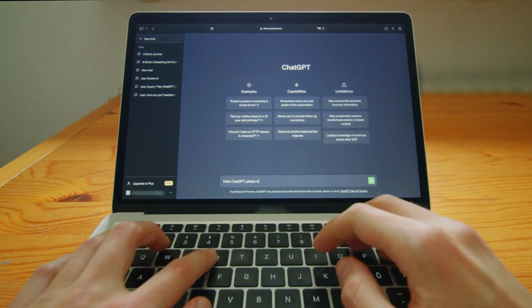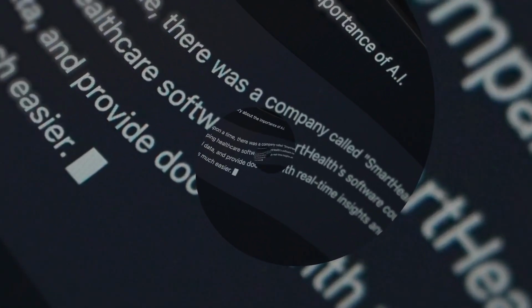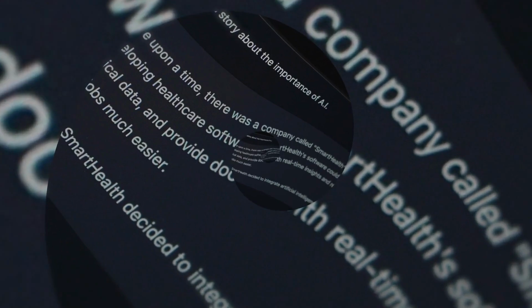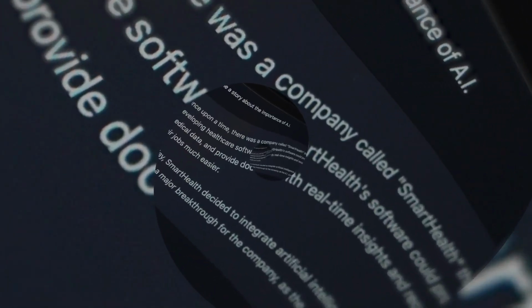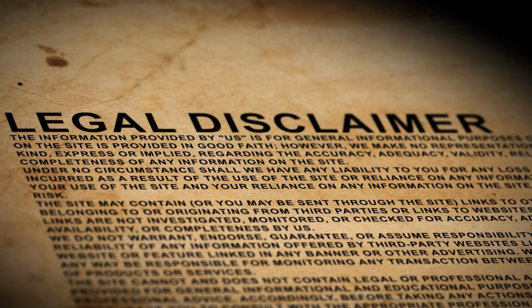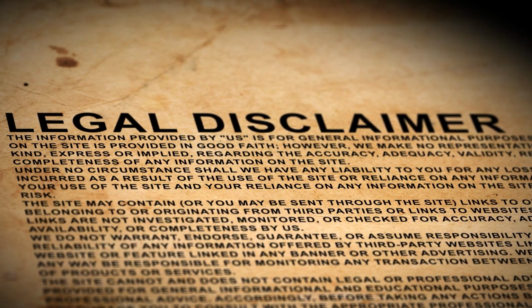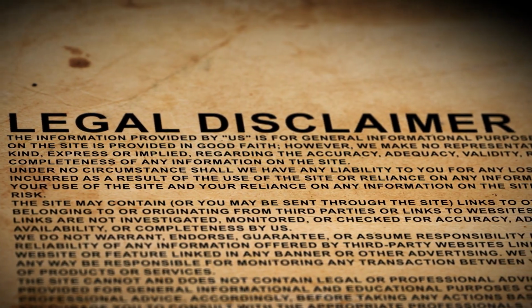minimize hallucinations. So, while ChatGPT is not lying in the human sense, since it does not have awareness or intent to deceive, it can still mislead users through its occasional mistakes. Users need to be aware of these limitations, verify information independently, and use AI responsibly.